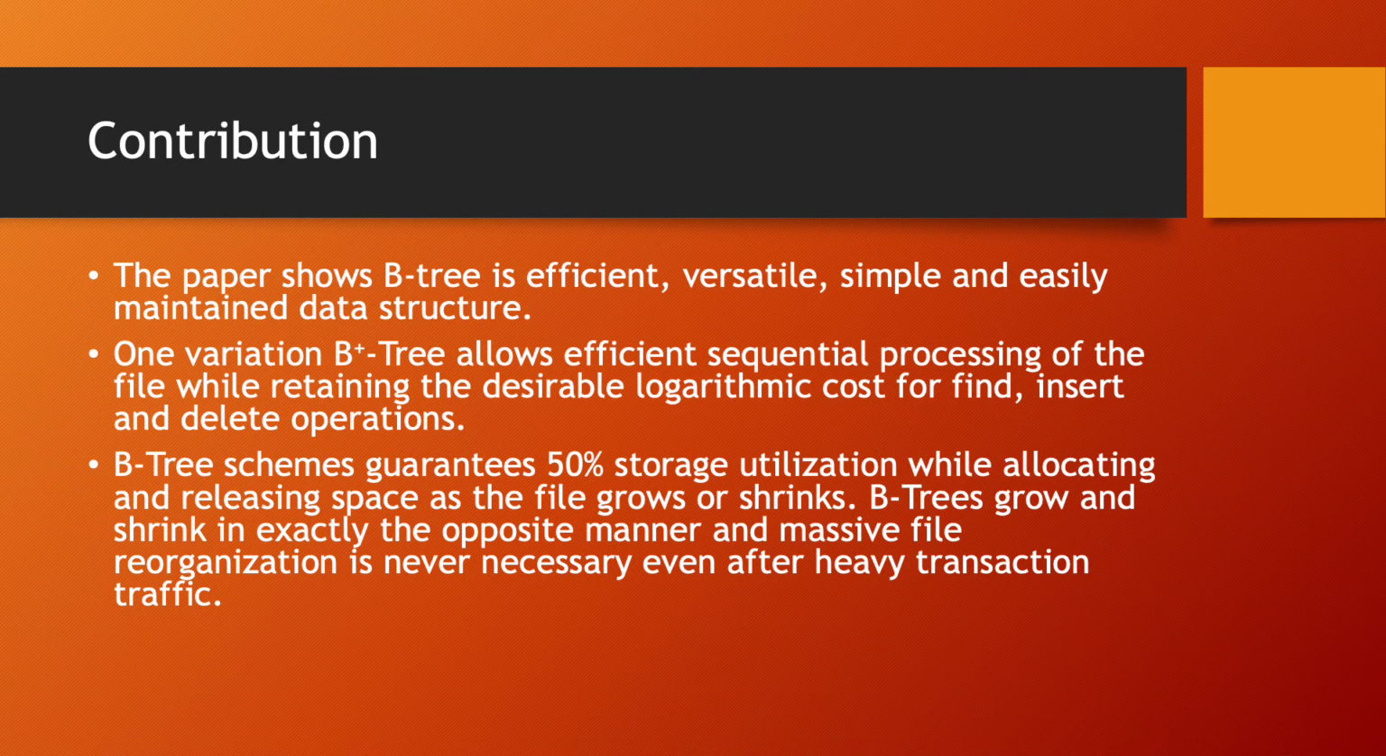There are quite a few contributions of this paper. The paper shows B tree is an efficient, versatile, simple, and easily maintained data structure. One variation, B plus tree, allows efficient sequential processing of the file while retaining the desirable logarithmic cost for find, insert, and delete operations. B tree schemes guarantee 50% storage utilization while allocating and releasing space as the file grows and shrinks. B trees grow and shrink in exactly the opposite manner, and massive reorganization is never necessary after heavy transaction traffic.